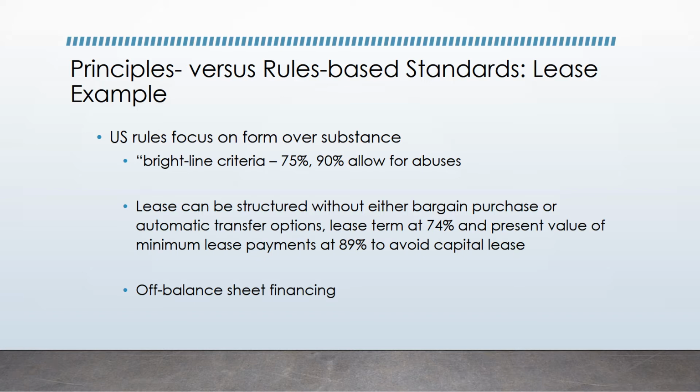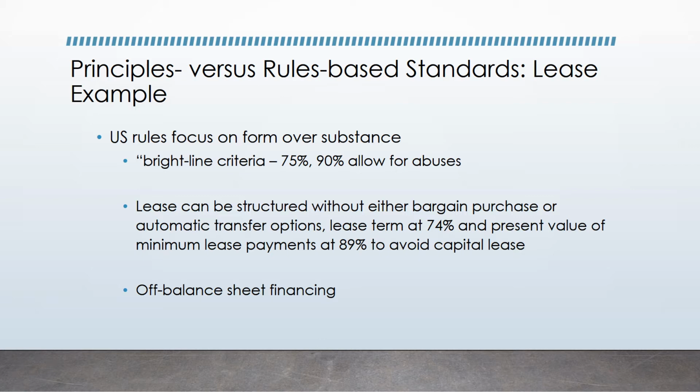So for example, you only have to meet one of those criteria to be a capital lease, or what's now known as a finance lease. So you could leave out the bargain purchase option, you could leave out the automatic transfer, you could put the lease term at 74% of the economic life of the asset and make the present value of the minimum lease payments 89% of the fair value of the asset. And even though the substance of the transaction was you're buying the asset, it's your asset, and you have a long-term liability, if you didn't have to check any of those boxes, you could not record it as a long-term lease on your books. All right, so that's what we mean by substance over form.